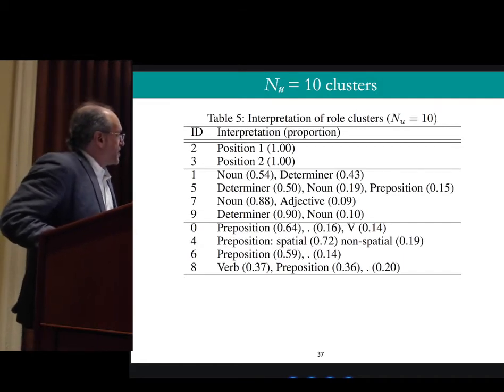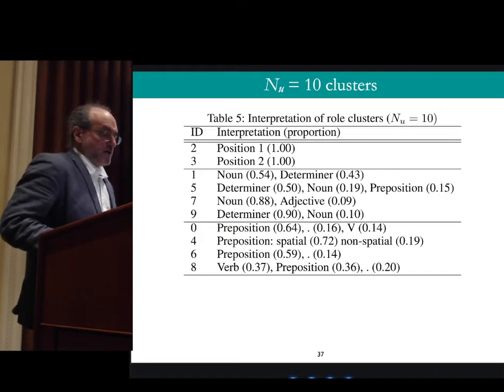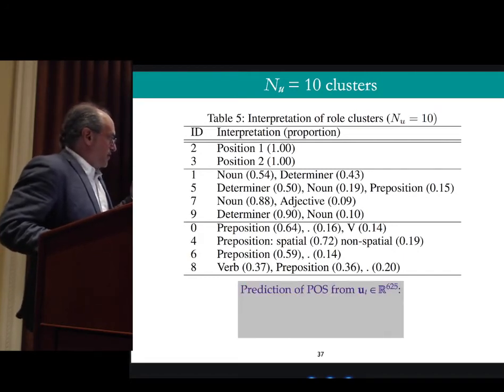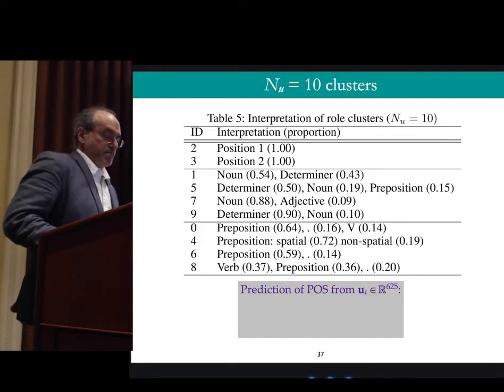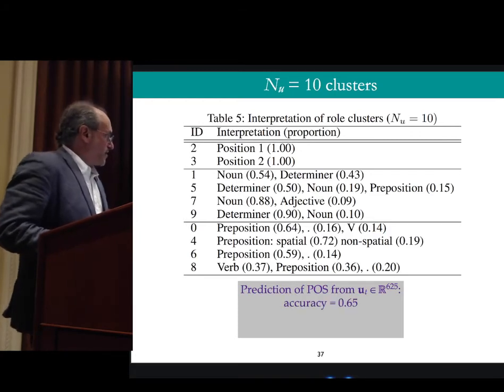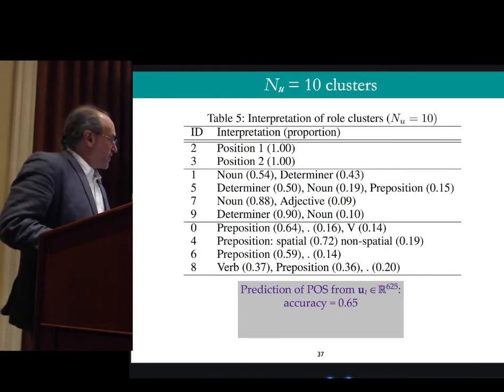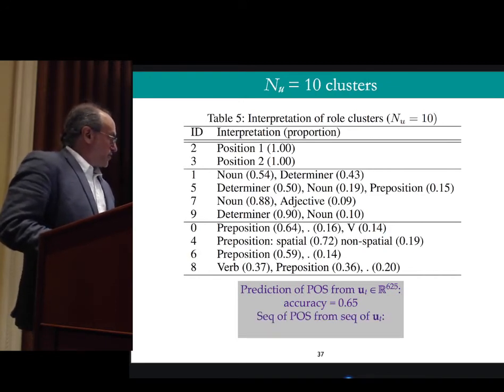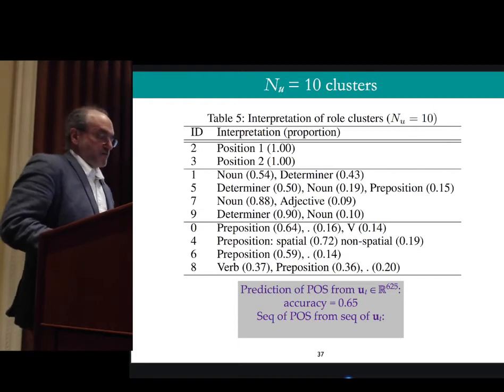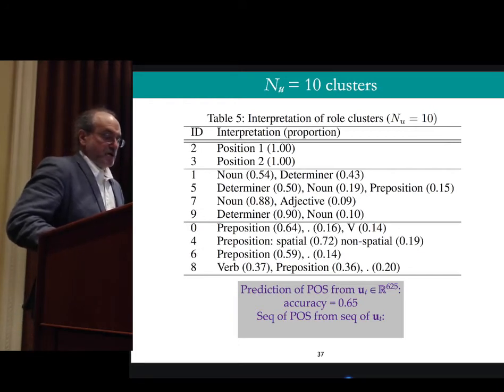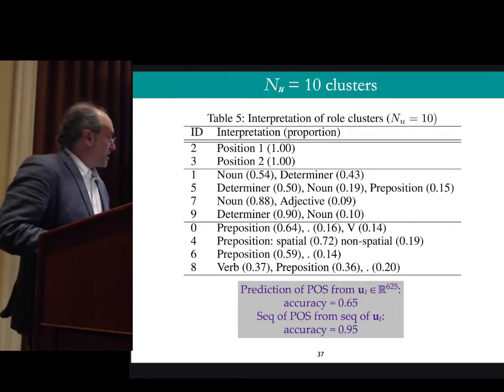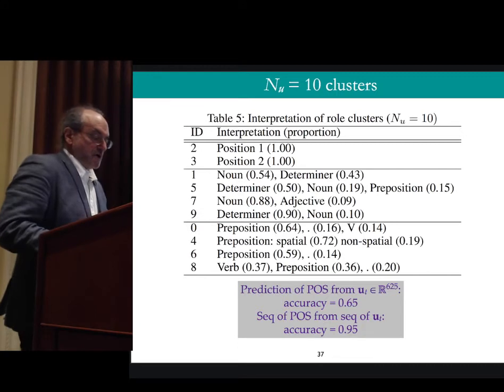There's enough syntactic information in these unbinding vectors that we can predict the part of speech of a word that's generated by knowing which unbinding vector generated it to some degree. If we do that on the basis of an individual vector, our accuracy is 65%. If we have a sequence of U vectors that we use to try to predict what sequence of part of speech this will generate, we can do a lot better, getting an accuracy of about 95%. So the unbinding vectors do encode quite a bit of part of speech information.